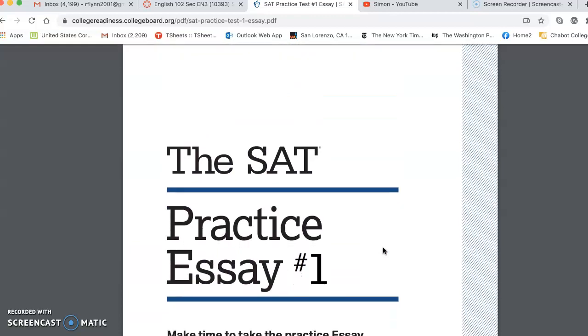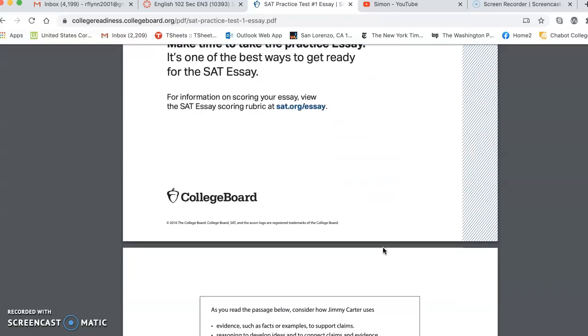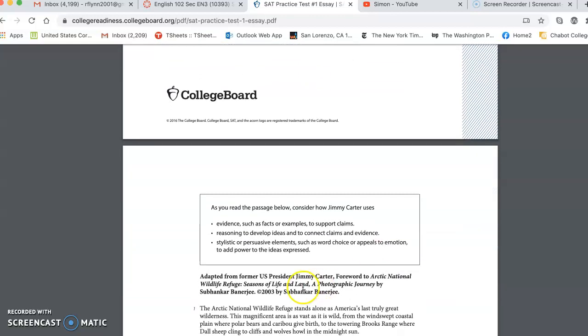Remember, the introduction is author, title, main idea. So it's Jimmy Carter's foreword to the Arctic National Wildlife Refuge, Seasons of Life and Land, a photographic journey. That's the title. Encourages people to give me his main idea, and then a thesis.